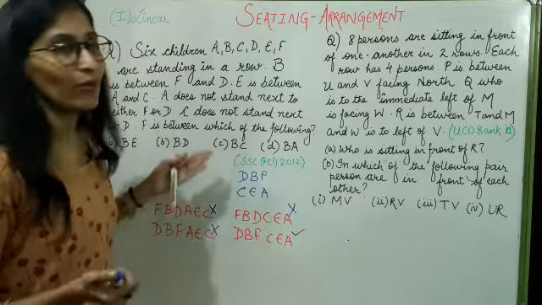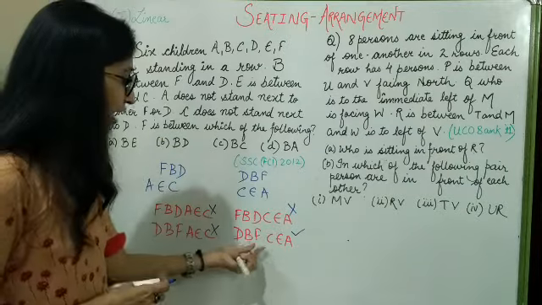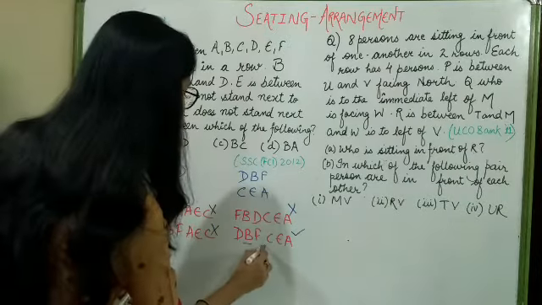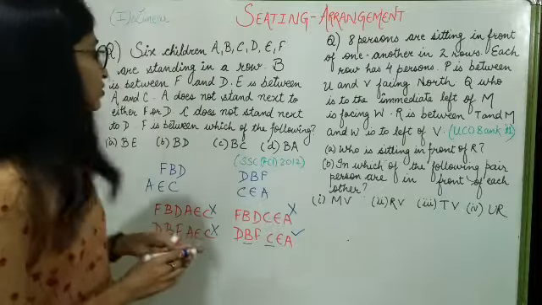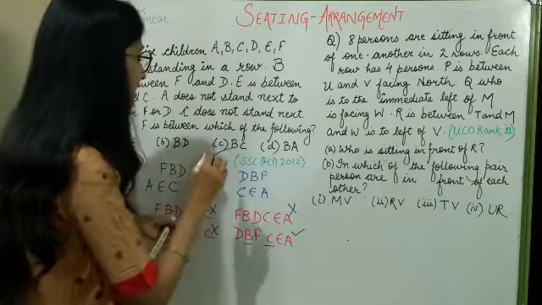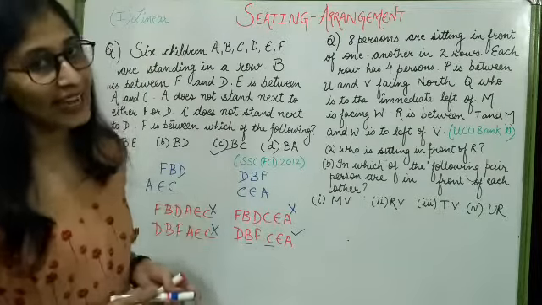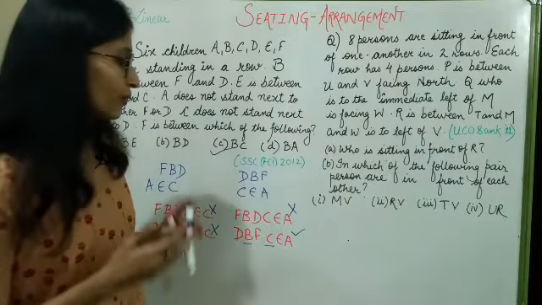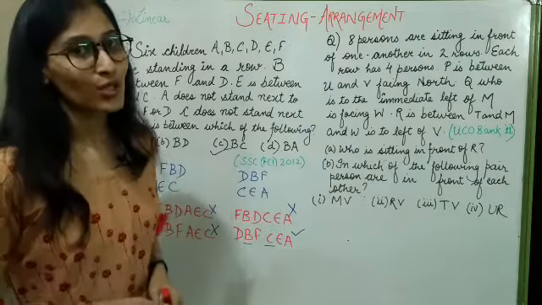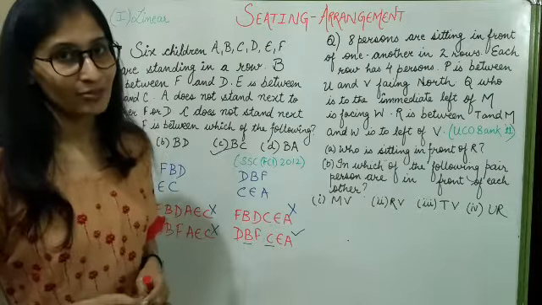F is between which of the following? So F is between B and C. So my correct option is option C, between B and C. So this is how you are going to solve the questions on linear sitting arrangements.